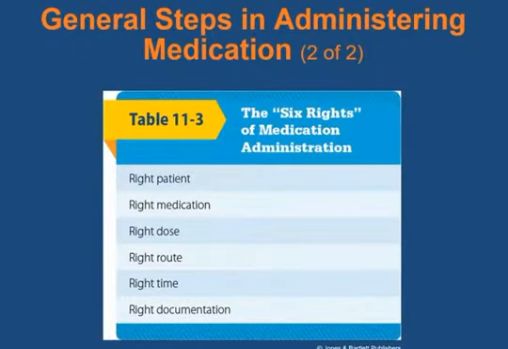So these are the 6 rights. 1, it's the right patient. Ensure the patient needs medication and is the person who receives the medication. 2 is the right medication. You verify the proper medication and prescription. 3 is the right dose. Verify the form and dose of medication.